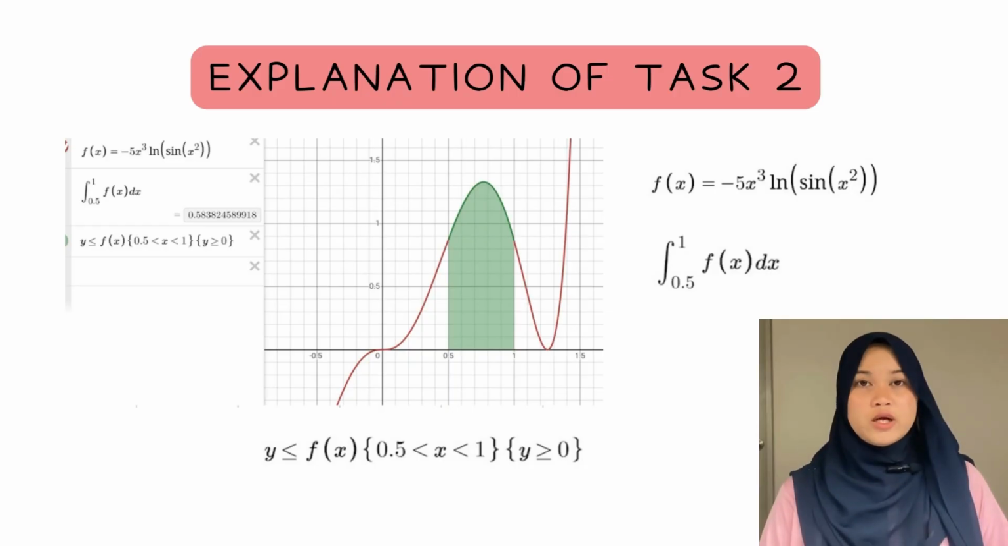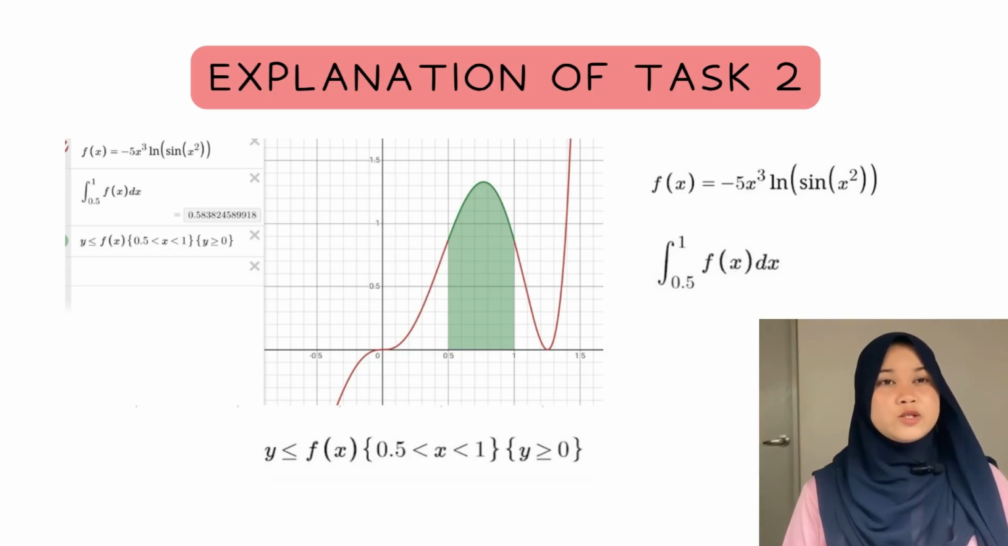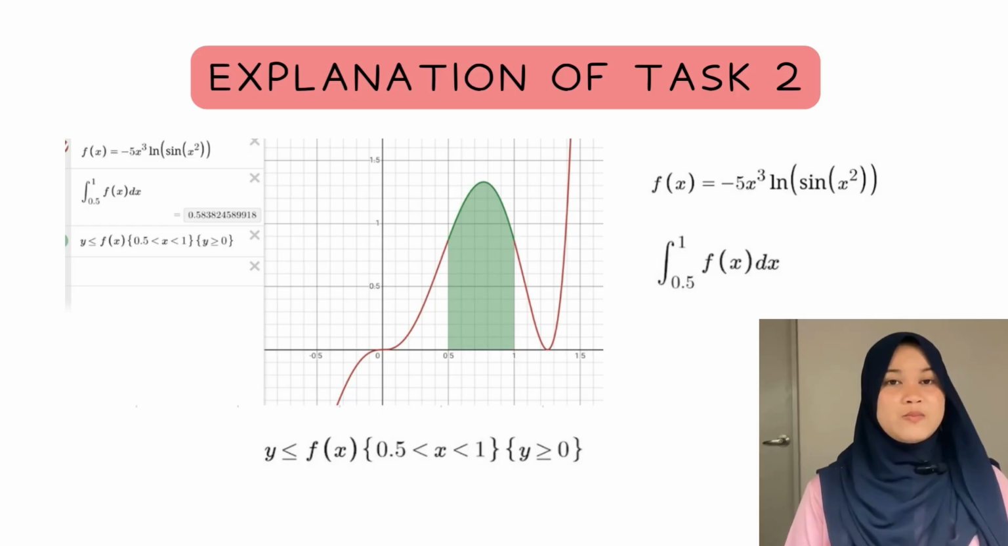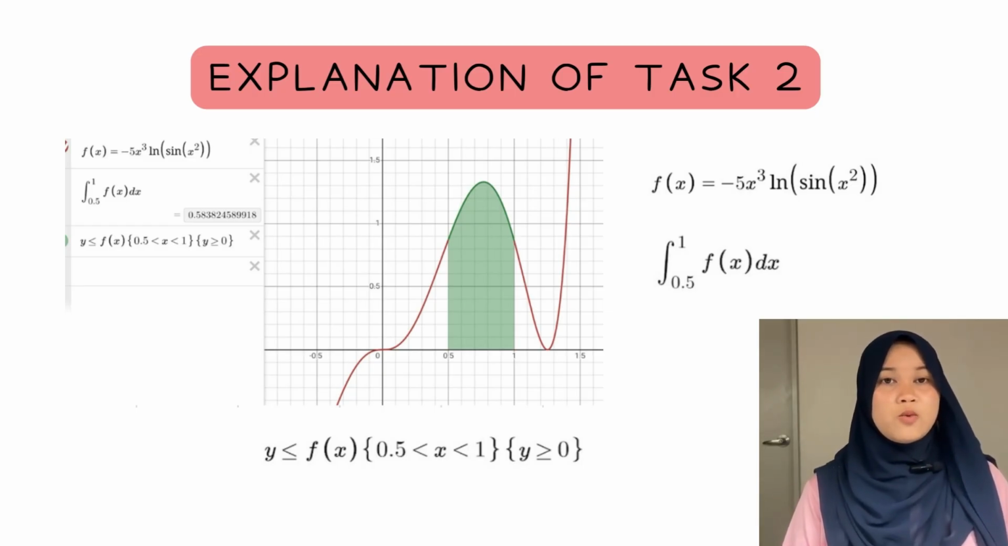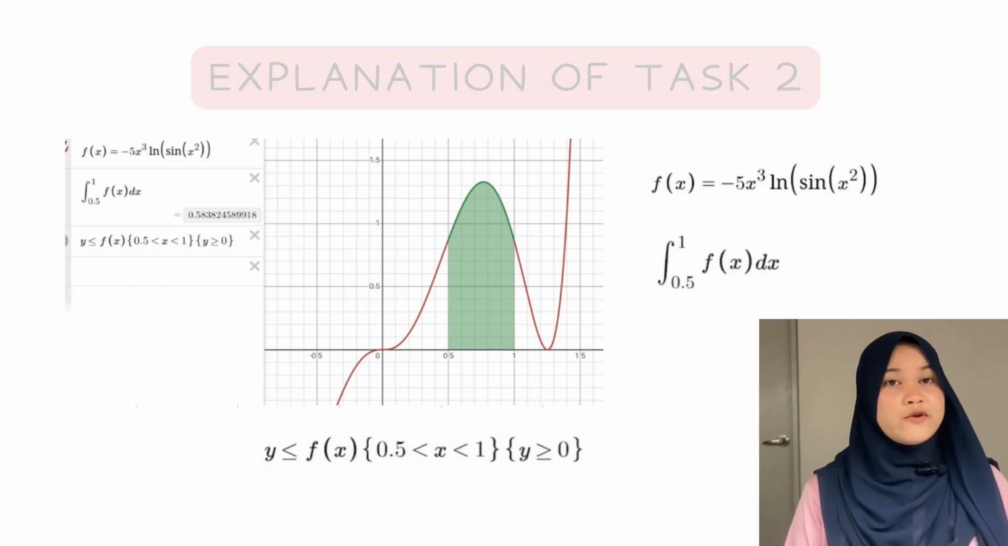where 0.5 is less than x less than 1, and it represents the area under the curve from 0.5 to 1. The value of the definite integral from 0.5 to 1 of the function given above is equal to 0.58382. This value corresponds to the actual result for the total area under the curve within the specified interval. The green shaded region also includes the condition y greater than or equal to 0, meaning only the portion of the function above the x-axis is considered for shading.